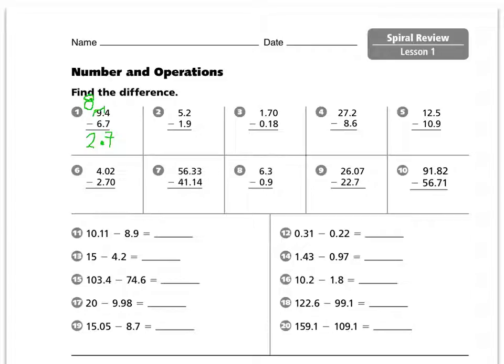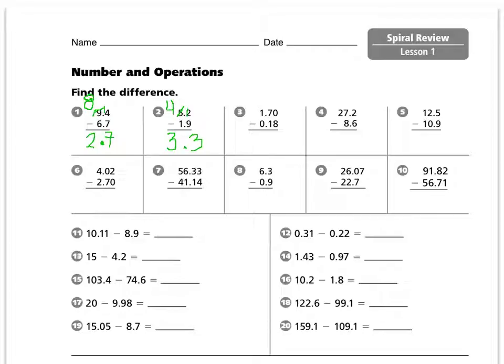Number 2, you have 5 and 2 tenths minus 1 and 9 tenths. Cross out the 5, make it a 4. This is 12. Take away 9 is 3. Bring down the decimal. 4 minus 1 is going to be 3. 3 and 3 tenths.